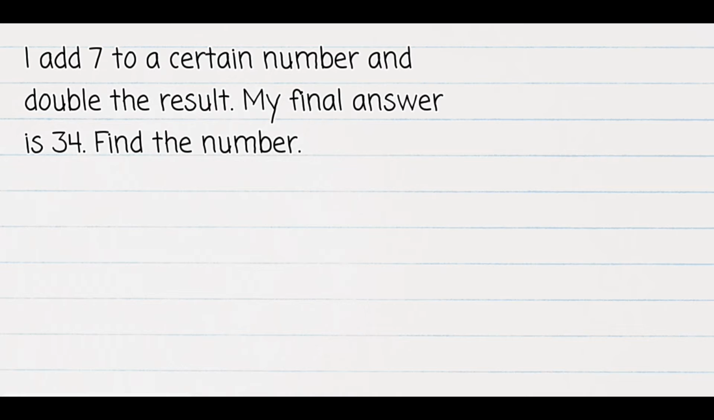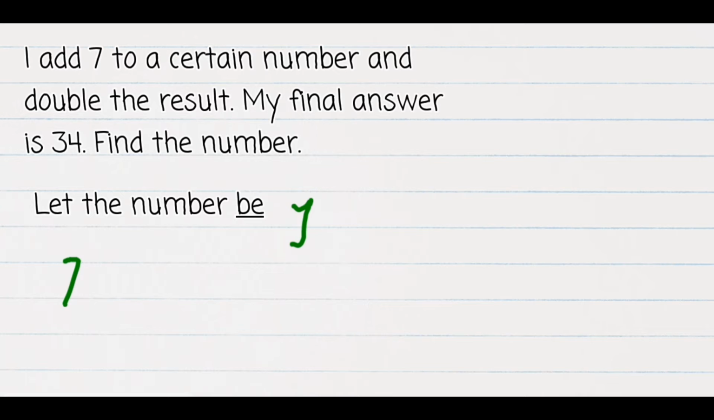So what we can derive from this is 7 plus a certain number, but we don't know what that number is. So we're going to say let the number be y. So 7 plus y, and double the results. What does it mean to double? It just means to multiply by 2. So this will be in the bracket and we're going to multiply it by 2.